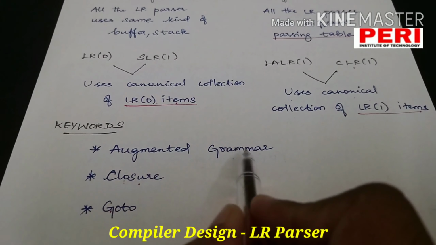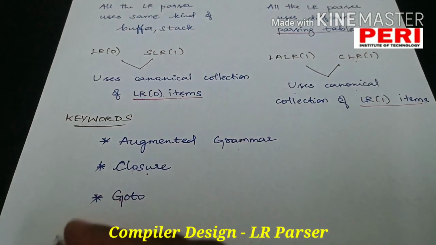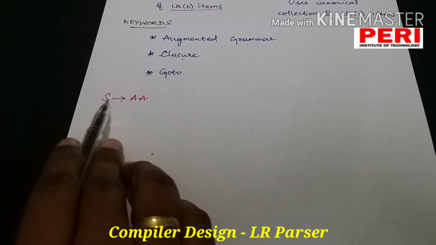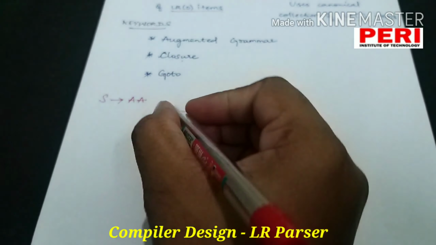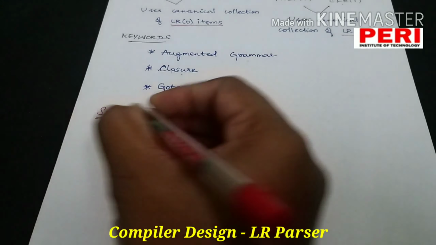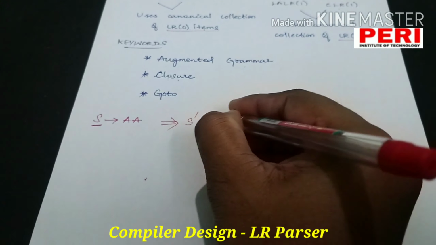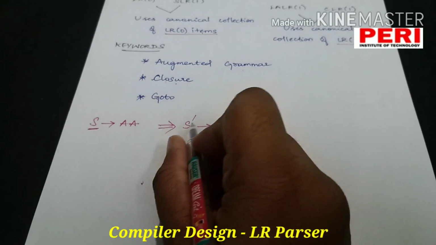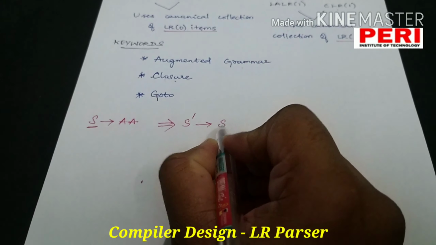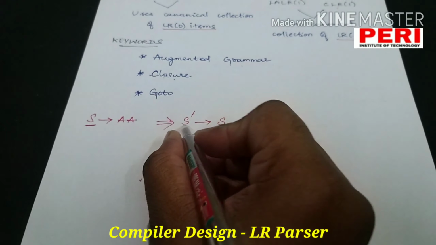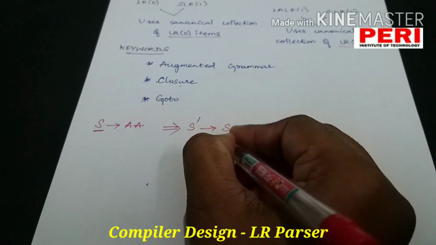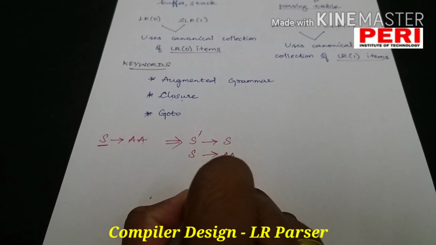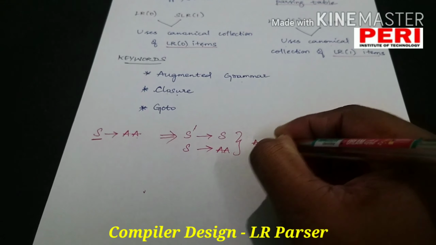First let me tell you what I mean by augmented grammar. Let me take a grammar first. S tends to AA. So this is my grammar. What is augmented grammar in this sense? Here S is my starting symbol. I am going to add a dash to S and make a new production. The same starting symbol, with a dash added, becomes an augmented production. So what will be my augmented grammar? S dash tends to S, and S tends to AA, which is the original grammar. So this is the augmented production and the original grammar is this one. As a total, this becomes an augmented grammar.